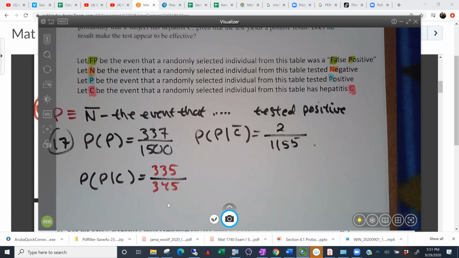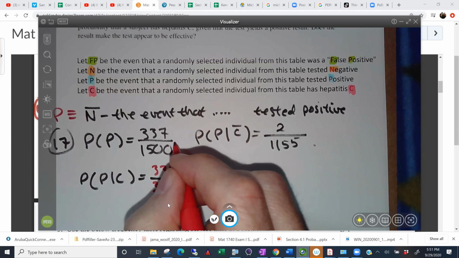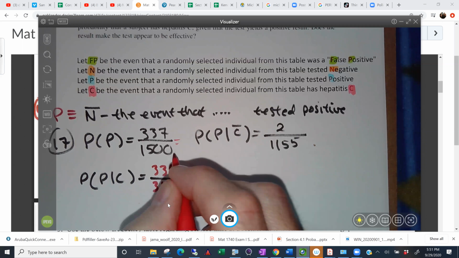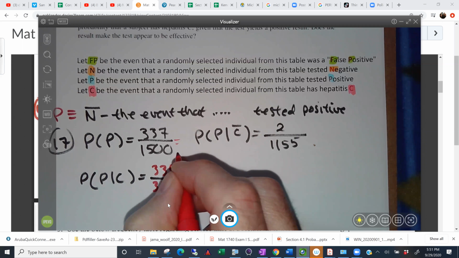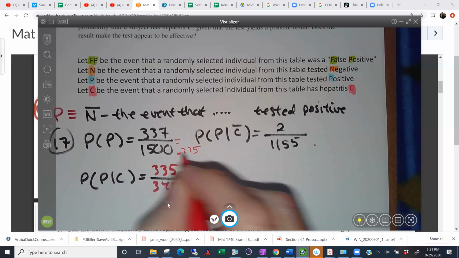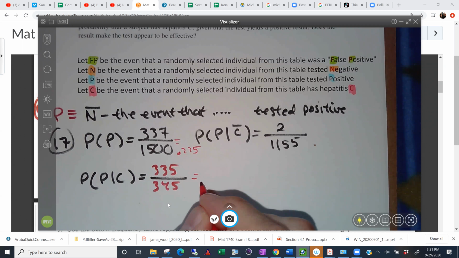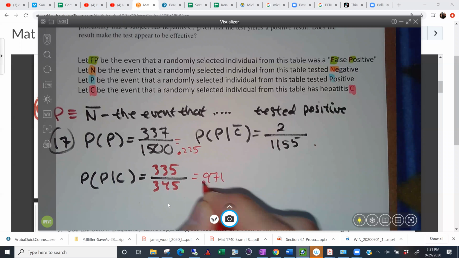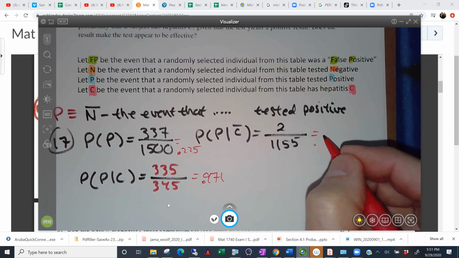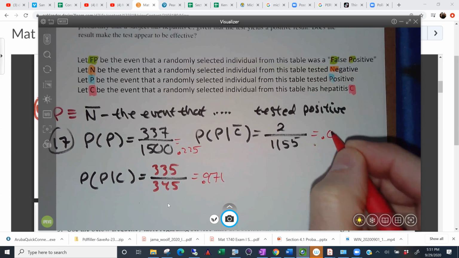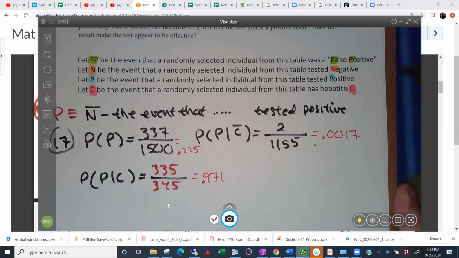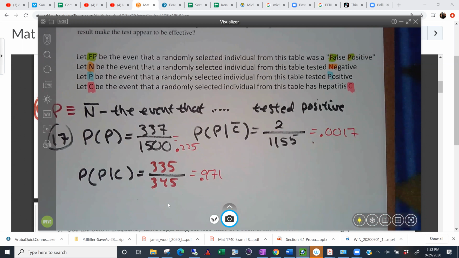Now let me throw in some percentages here for us, just so that makes this a little bit more clear. This percentage is about 22.5, 0.225. This one, that's got to be pretty close to 97%, so it'd be 97.1%. And this is less than 1%, 0.0017, so 0.17%.